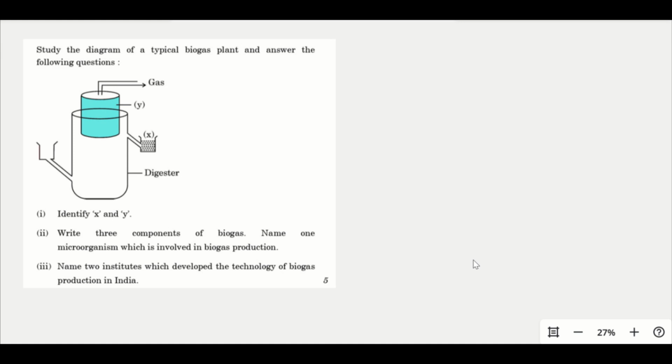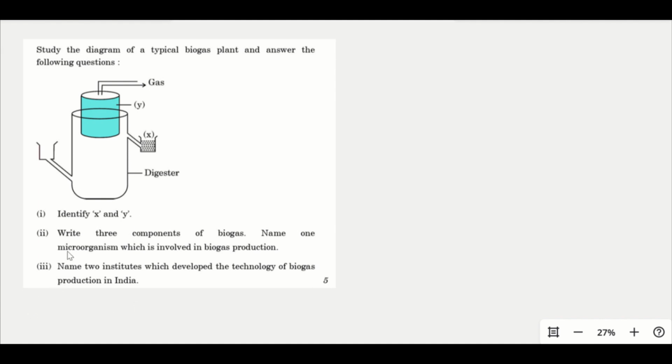Let's check the bio question. Okay. So the question is: study the diagram of a typical biogas plant and answer the following questions. You can see the figure here and we have to name the parts. The first question is: identify X and Y.